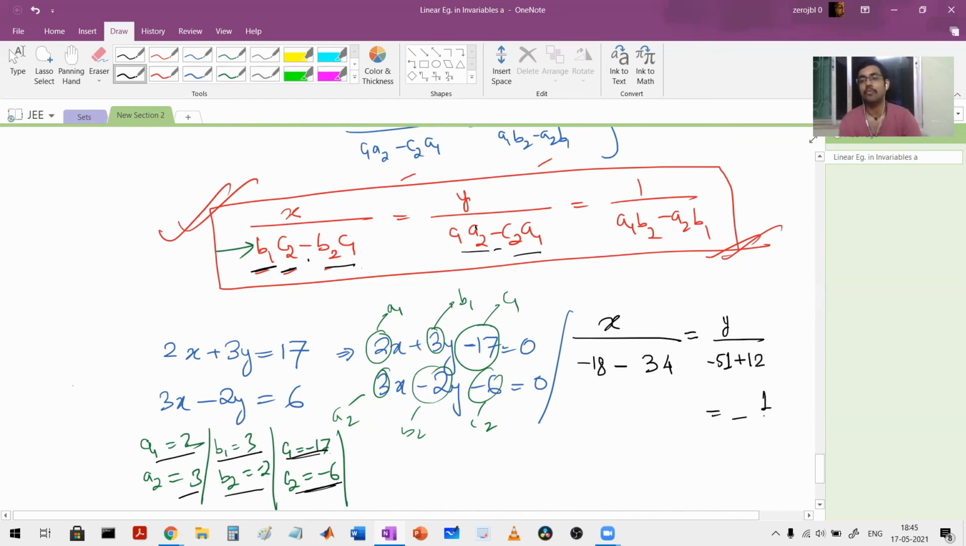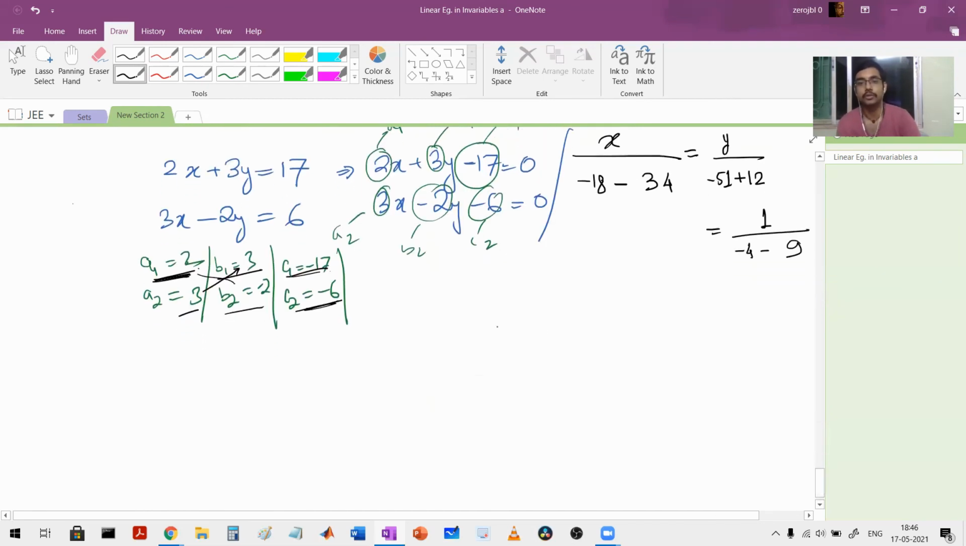And that is equal to 1 by a1 b2 minus a2 b1. So a1 b2 is 2 into minus 2, that is minus 4, minus a2 b1. a2 b1 means 3 into 3, that is 9. Is this understood? So just solve this, and what do you get?